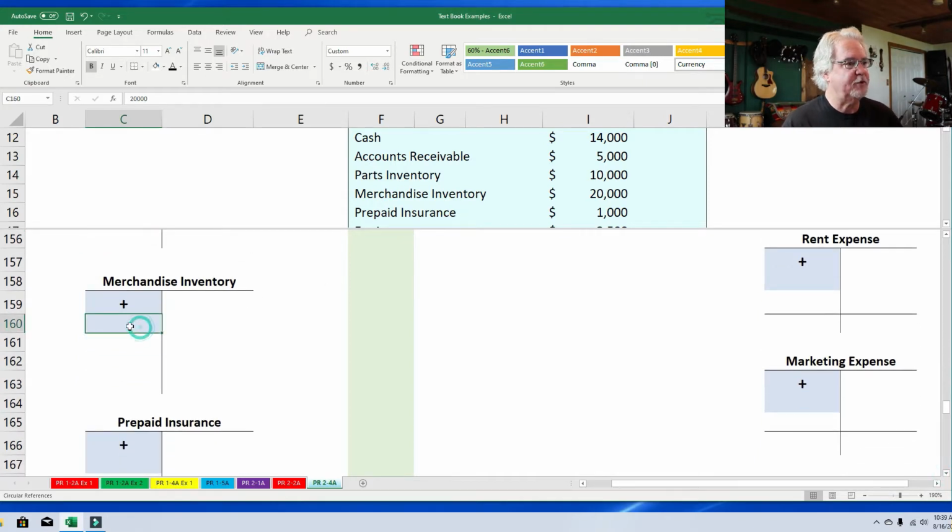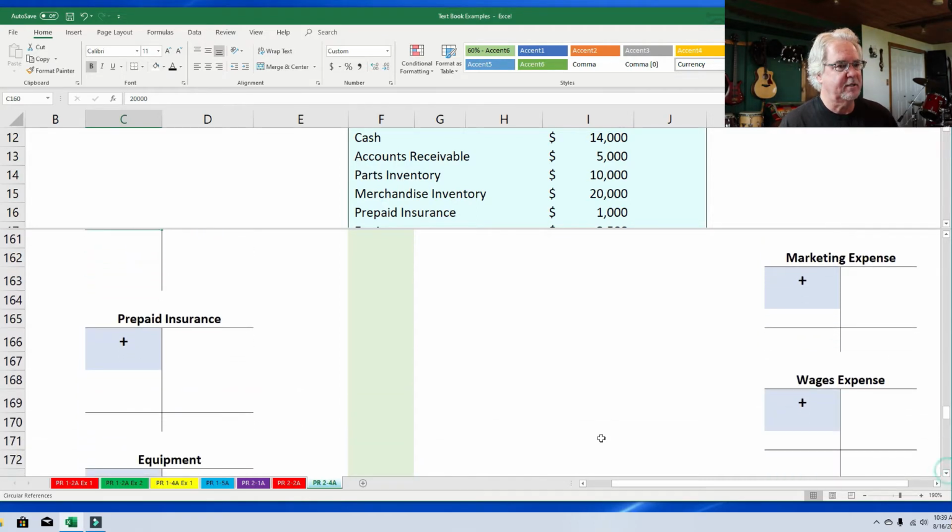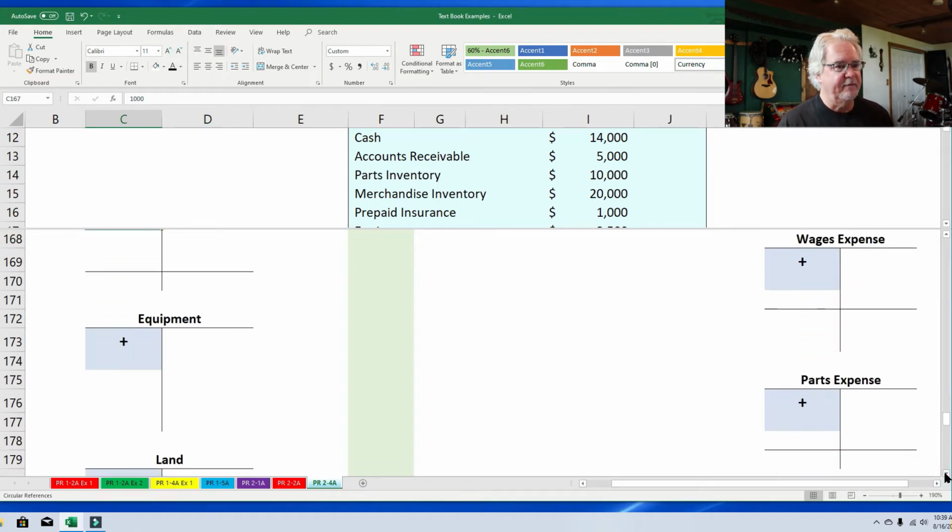Merchandise inventory for 20 grand. Here we go. 20 grand. And prepaid insurance for $1,000. All I'm doing, folks, is taking the numbers right off the trial balance. You don't have to think at all. In fact, it's probably best that you don't think so you don't mess up.